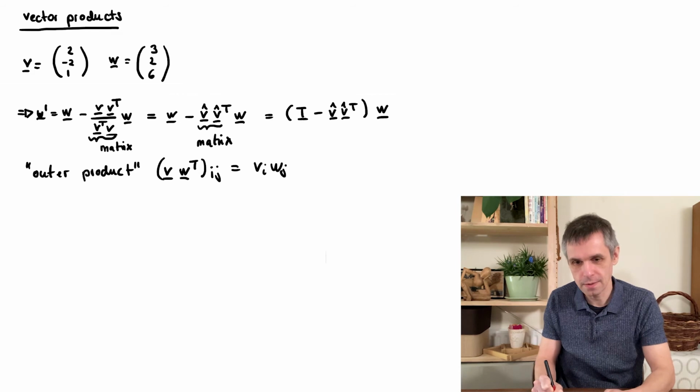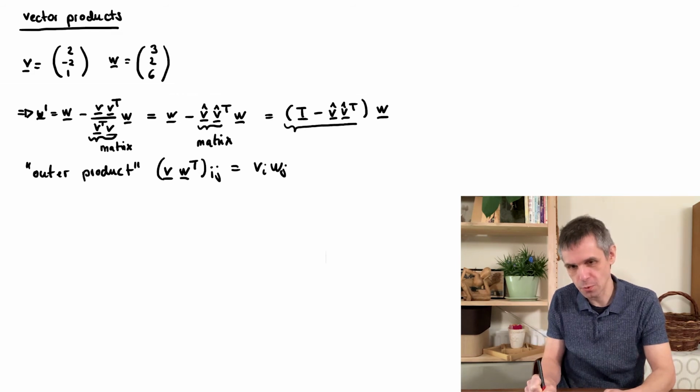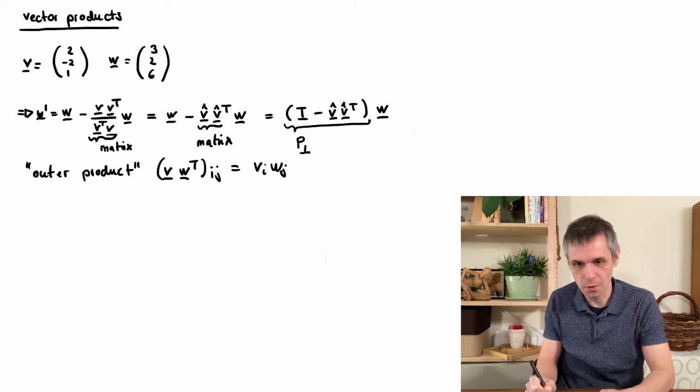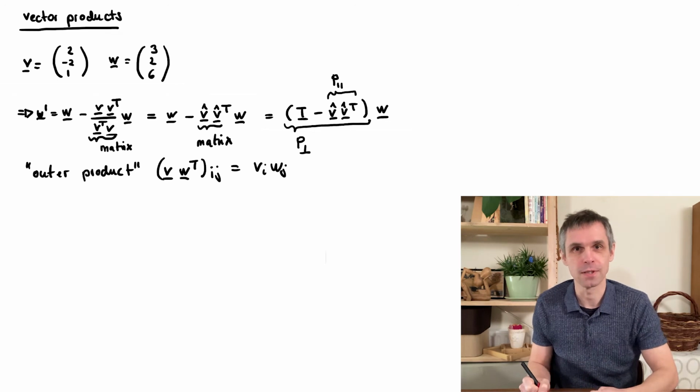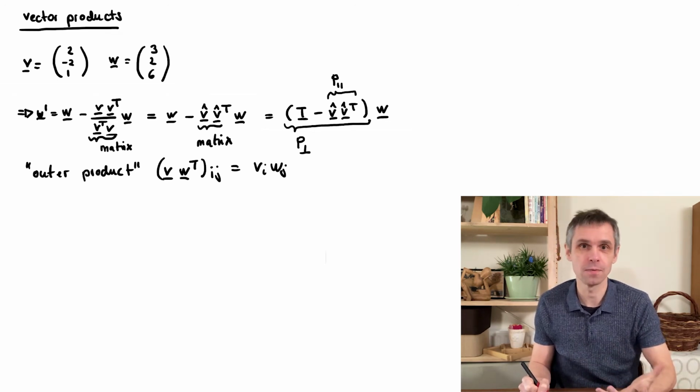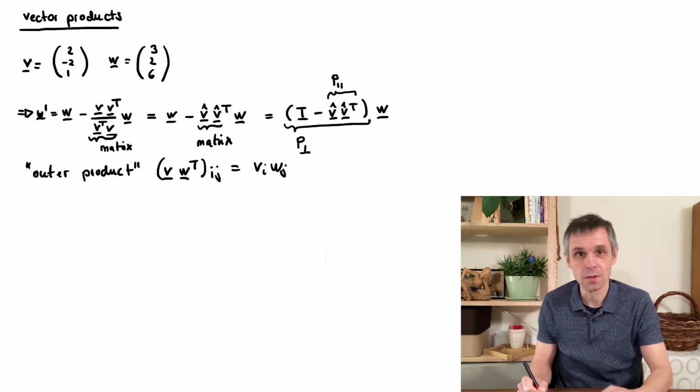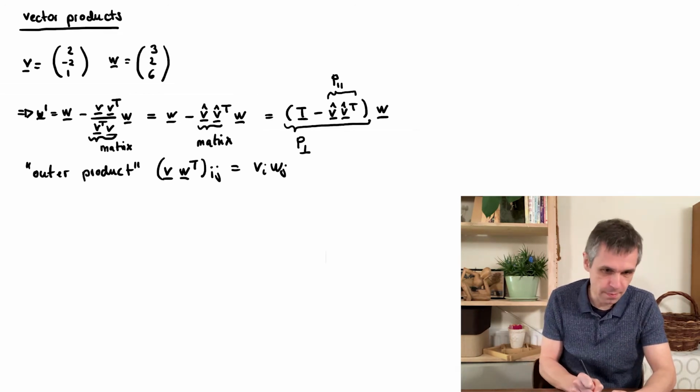What we have done here geometrically has the interpretation of a projection, where this operator projects W onto the component which is orthogonal to V. And it does so by just subtracting the component which is parallel to V. So this has a direct geometric interpretation, and in these definitions of the projection operators we can make use of this outer product.